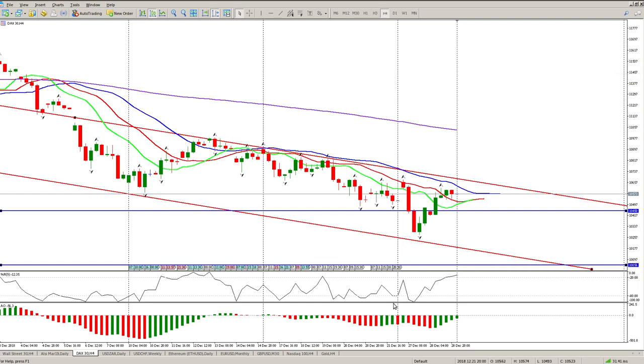If you look at the oscillator here, we have continuation divergence, in other words, move to the downside expected. So that is, oscillator creates a higher high, and price creates a lower high, while we're moving down. So that is divergence, and we are still below the 4 hour alligator, although the alligator is starting to go to sleep, we are below.